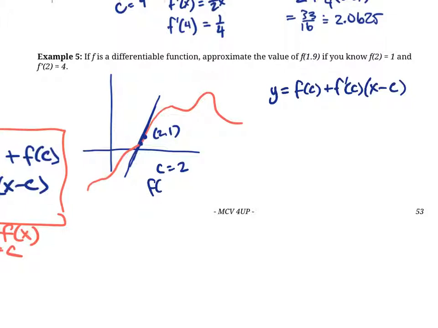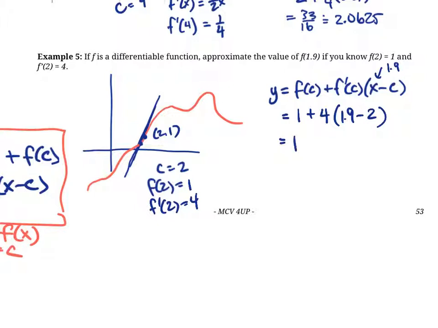F at c, well, we're given that in the question. F at 2 is going to just be 1. And we also know, just based on the question, f prime at 2 is 4. And then the x value we're looking for is just that 1.9, because we're looking for the value of f at 1.9. So we can just plug these things directly into this equation to approximate that value. So f at c is just 1 plus f prime at c is 4, times 1.9 minus our c value, which is 2.